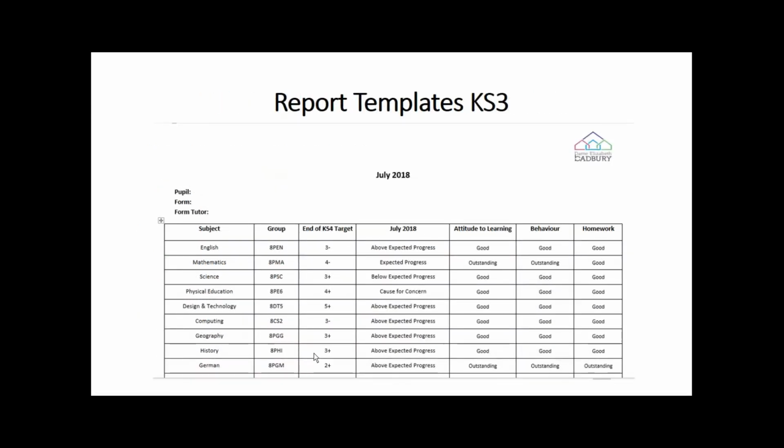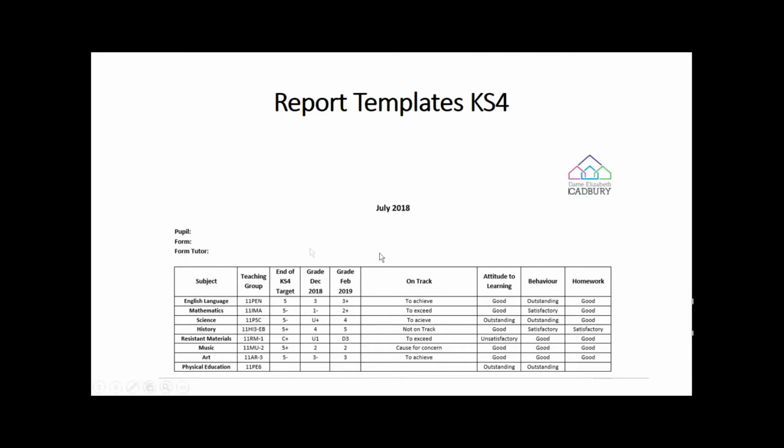Now, here's an example of a year 7, 8, year 9 report template for Key Stage 3. So you can see your child's subjects are listed, the end of Key Stage 4 target is displayed, so that's the end of year 11 target, and then also the categories here for you as a parent to see if your child is making expected progress. So the same categories apply here: above expected, expected progress, below expected, or a cause for concern, and then comments on attitudes to learning, behaviour and homework, and they're based on outstanding, good, satisfactory and unsatisfactory.